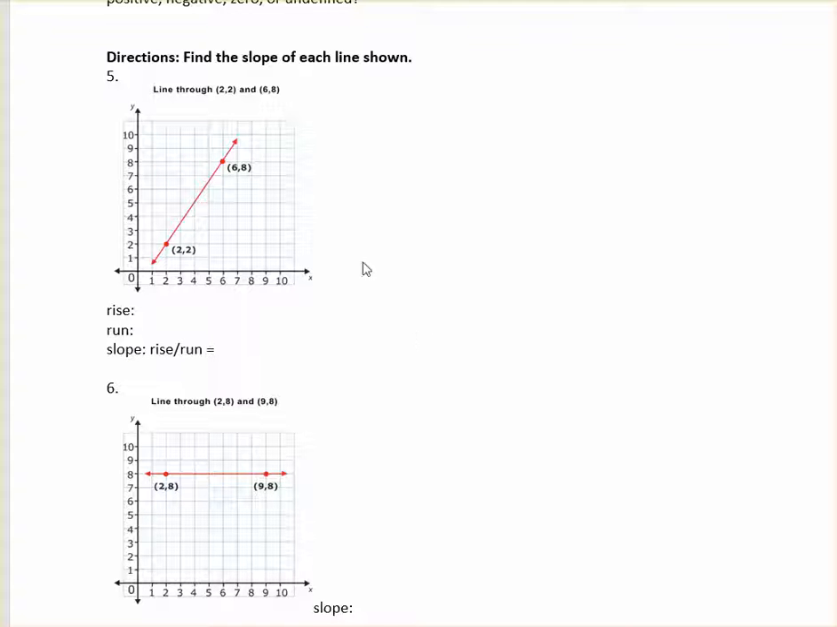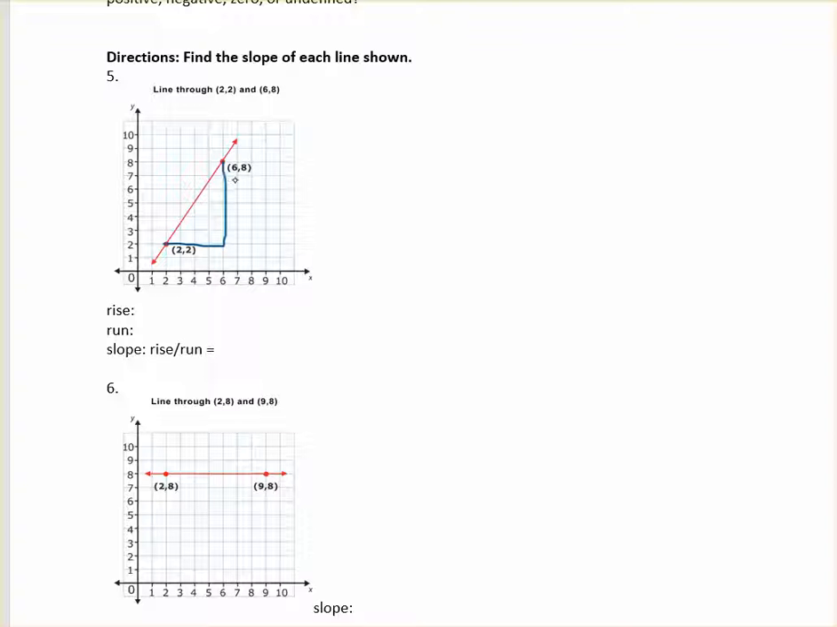Now in the next few questions, we're going to find the slope of each line. So you're going to draw a right triangle, start at this point, I'll start at, and I'll go straight down. And then I'm going to turn and draw another straight line to the other point. And now I'm going to count the rise.